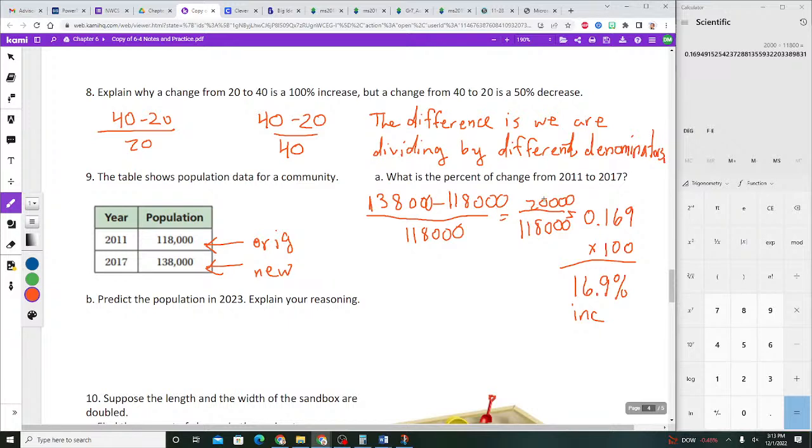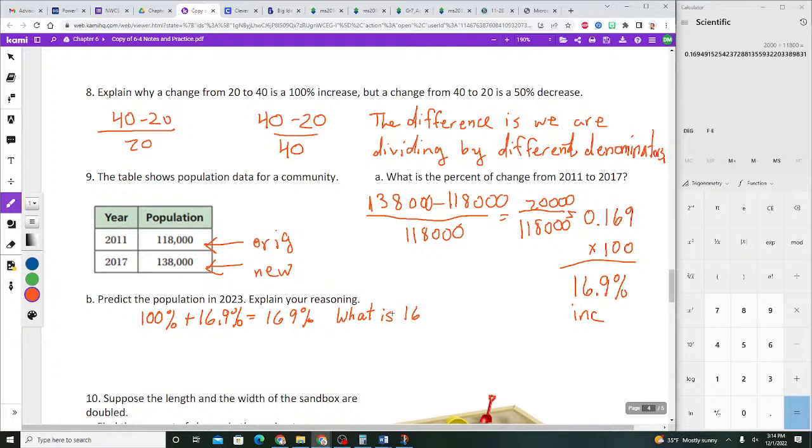But some would say just add 20,000 to this number here. But that's another reason why percent of increase is so much better. If we find the percent of increase and apply it to 138,000, then we might actually get a better guess. We know that we started with 100%. We're going to add to that 16.9%, giving us 116.9%.